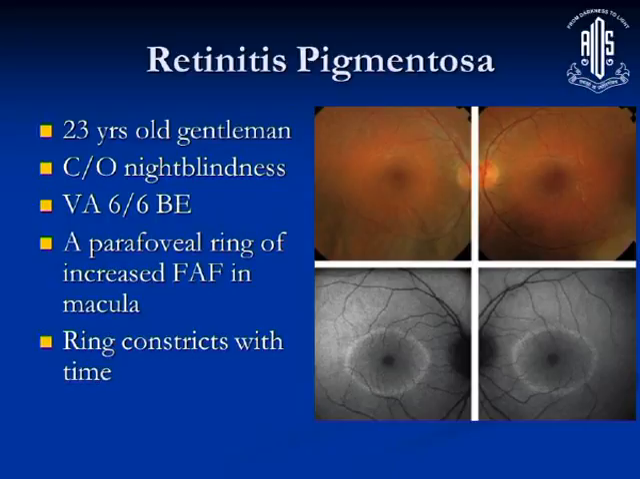Retinitis pigmentosa, a 23-year-old gentleman, vision 6/6, shows a parafoveal ring of increased FAF at the macula. And this ring constricts with time.